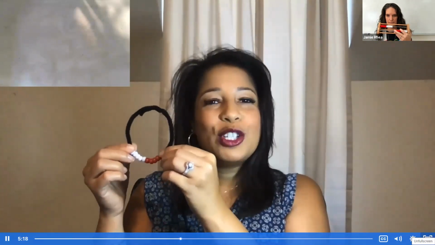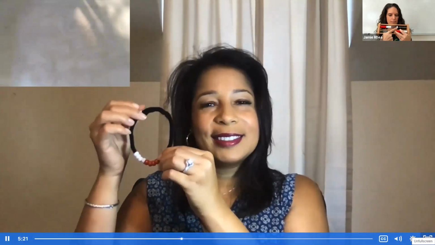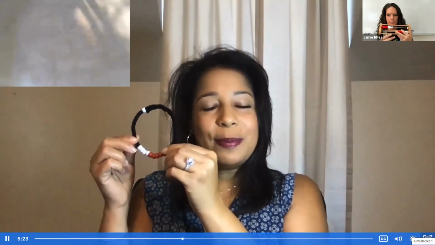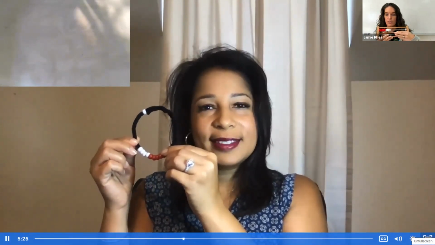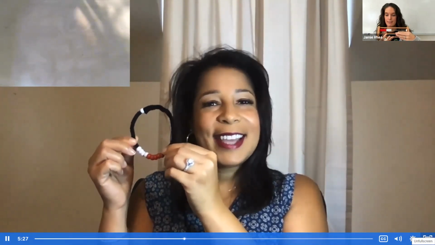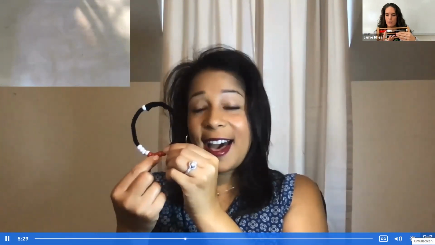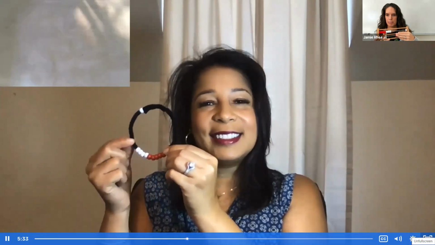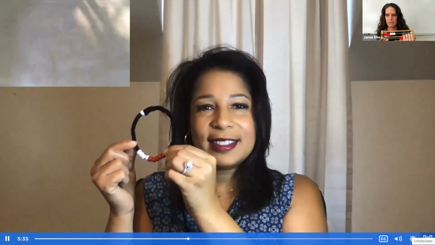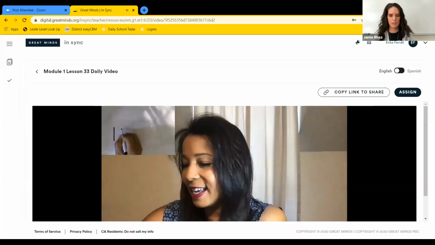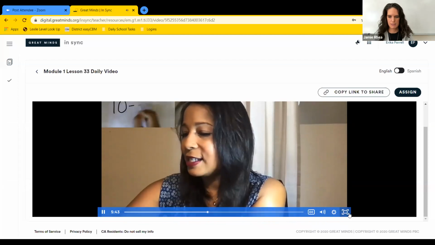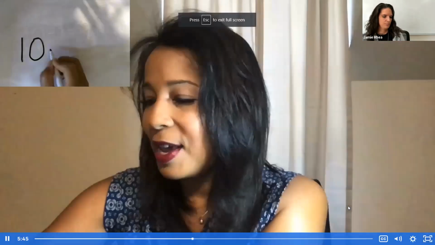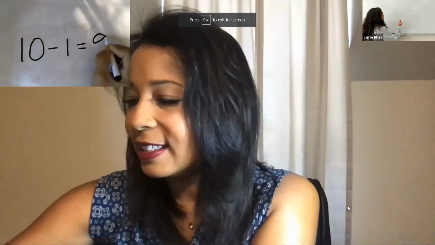Now I want you to take one bead away. How many beads do we have now? If I took one away, we had 9. Let's count. 5, 6, 7, 8, 9. 9 beads left. Write a number sentence to show what we did. Let's write a number sentence. 10 minus 1 equals 9.